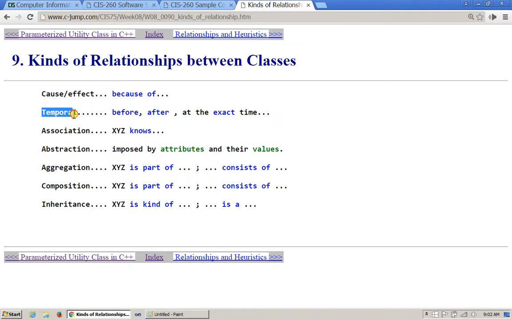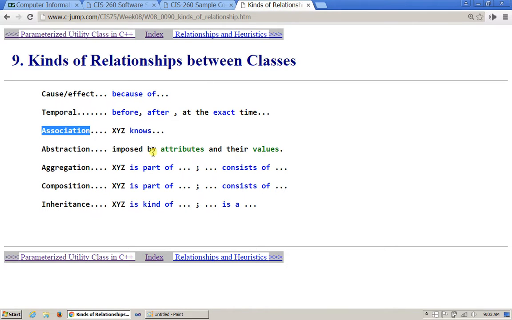Temporal relationships, for instance, before, after, or exact time, may indicate that the objects must be constructed at the same time or destroyed at the same time, or maybe one object needs to be constructed before another one, so that the first object is already in existence before the second object is constructed, right? So temporal indicators may be present in the initial original language of the description.